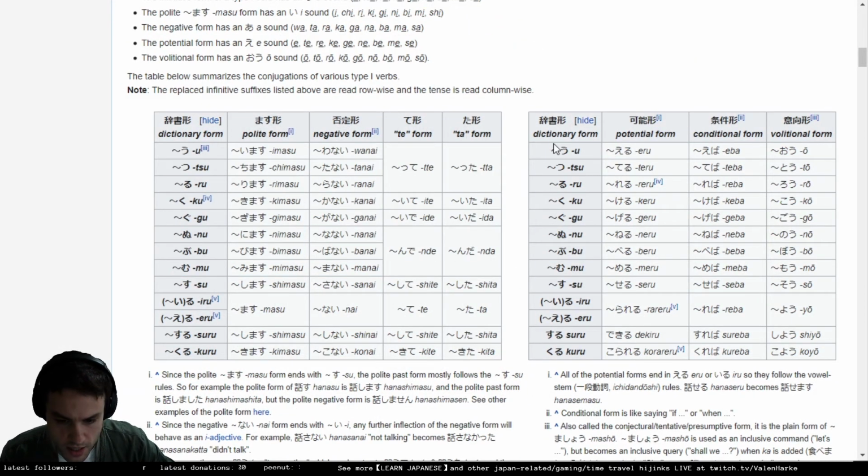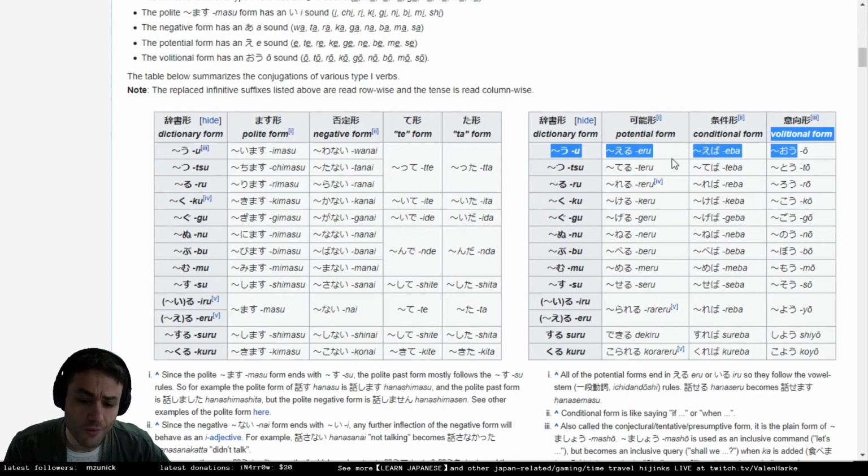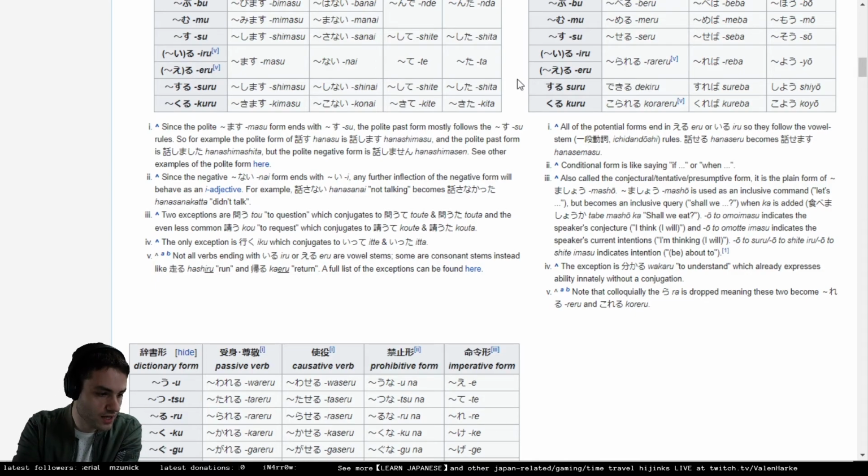And this chart here will also show you how to turn it into potential form, conditional form, volitional form, whatever that means. I will go over these later too. We're going to take them one at a time, basically. But yes, good question, Aaron Lieber.